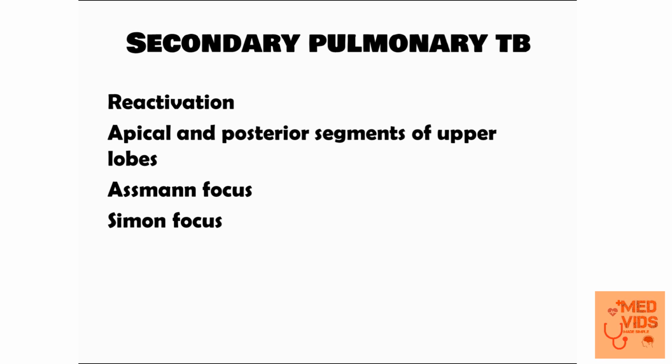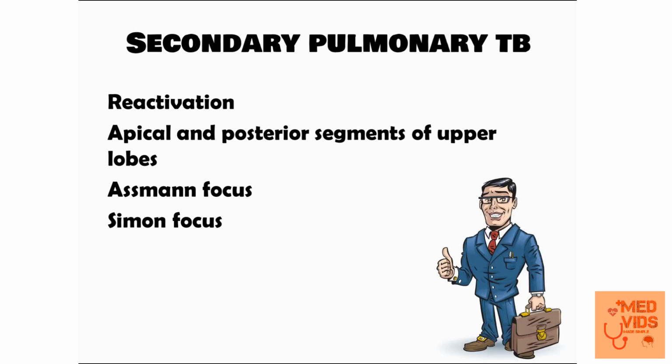This usually forms by hematogenous spread of tuberculosis bacteria from different parts of the body to the apex of the lungs. Okay, for example, if the person has TB elsewhere in the body, and it spreads by the hematogenous route to the apex of the lungs, causing lesions there, this lesion is called Simon focus. Secondary pulmonary tuberculosis is usually common in adults.